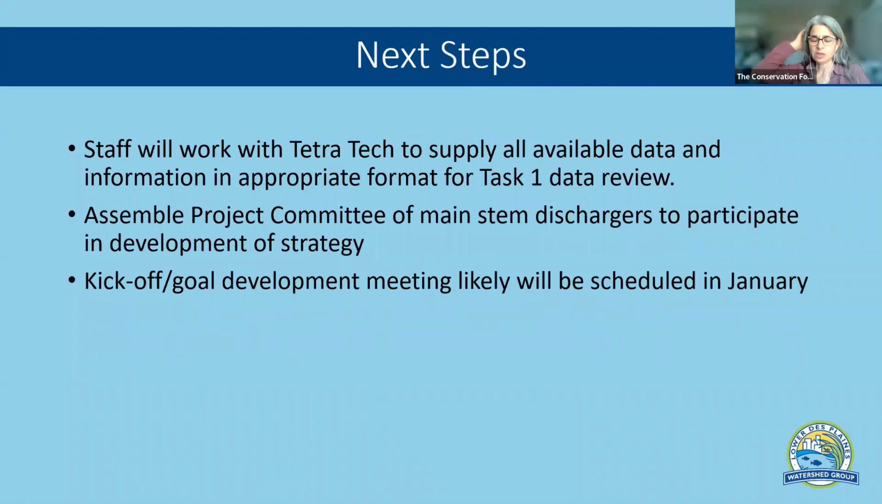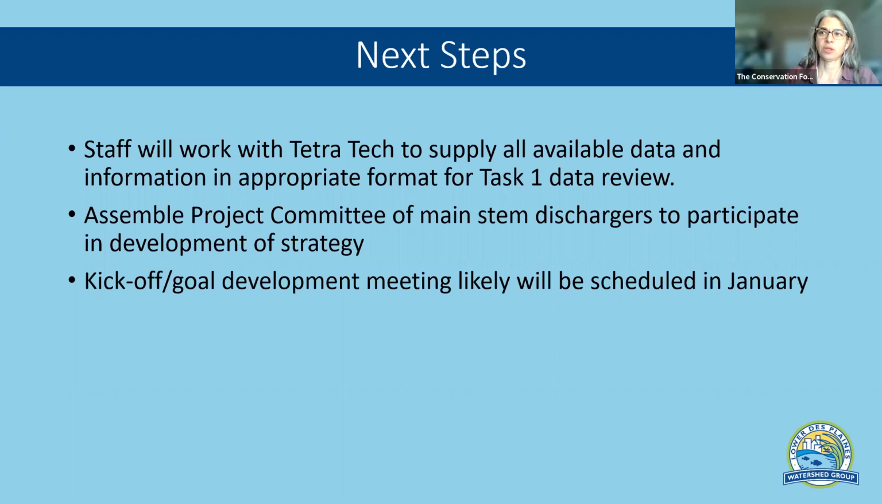So the next steps in the process. Once we have things finalized with a contract, we should be able to get that signed in the next week or so with Tetra Tech. The first task was to review all of the data that we have so that they can get it all into an orderly format on their end so we can move into that second task, which is looking at our goals and how we want to move forward with this component of the main stem NARP.